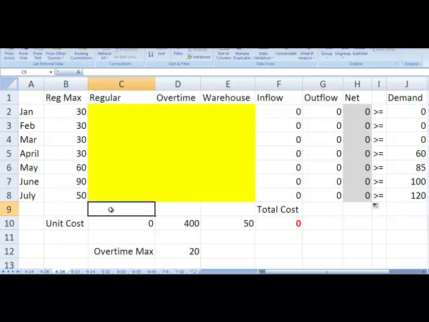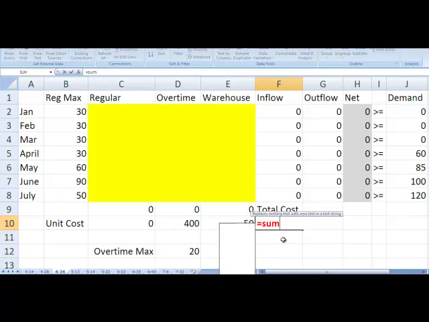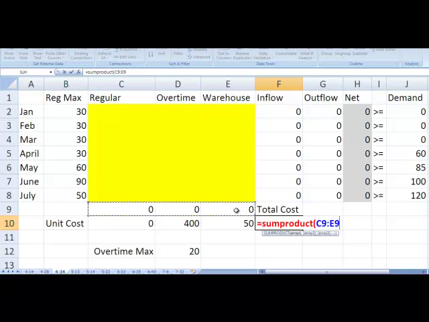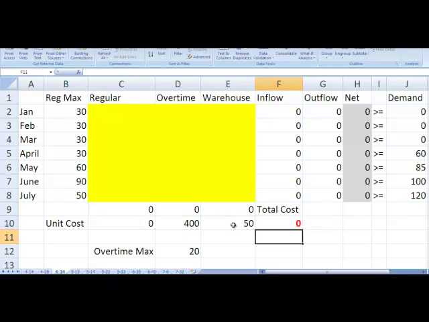Now the next thing I need to do is I need to total regular production, overtime production, and warehouse so that I can get my objective function. My total cost is going to be the sum product of these sums and the unit cost.